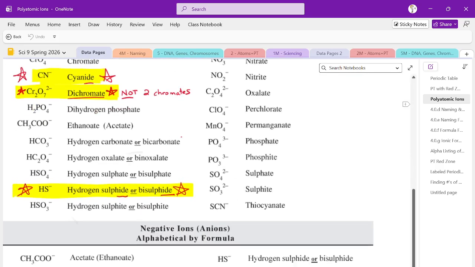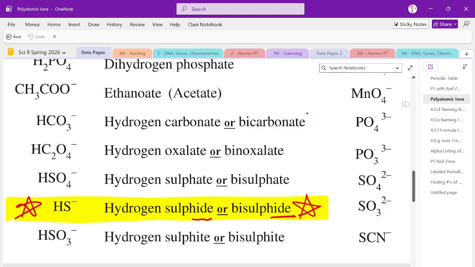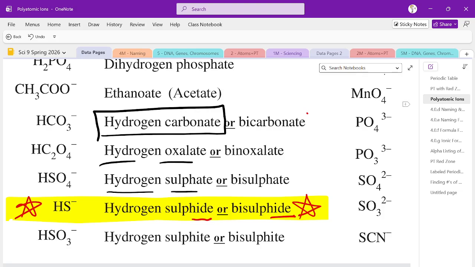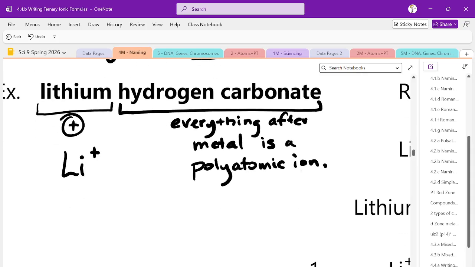Hydrogen carbonate. And they're all under H. So basically, if you've got a hydrogen carbonate or a hydrogen oxalate or a hydrogen sulfate or a hydrogen sulfide, those are just a single polyatomic ion, and you can look them up in that H section of your green sheet. There is hydrogen carbonate. It's HCO3 minus. So we have an Li plus and we have an HCO3 minus.